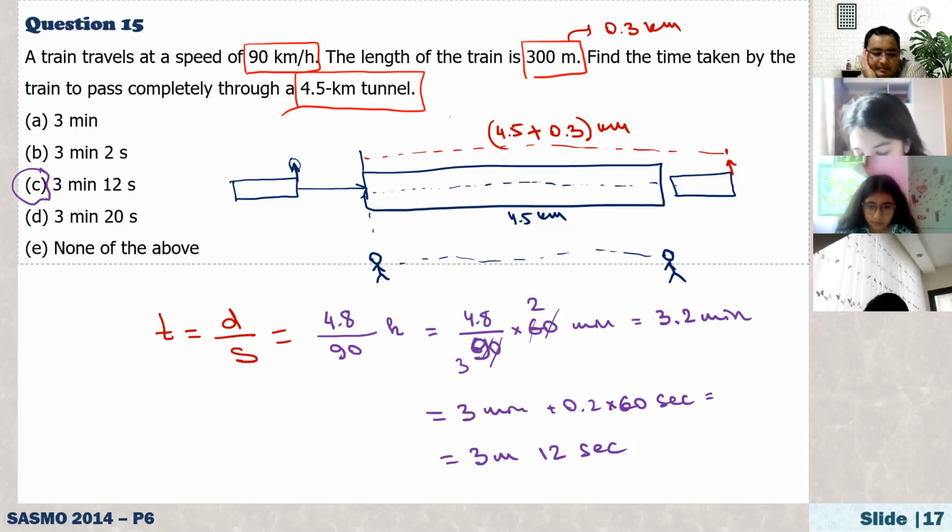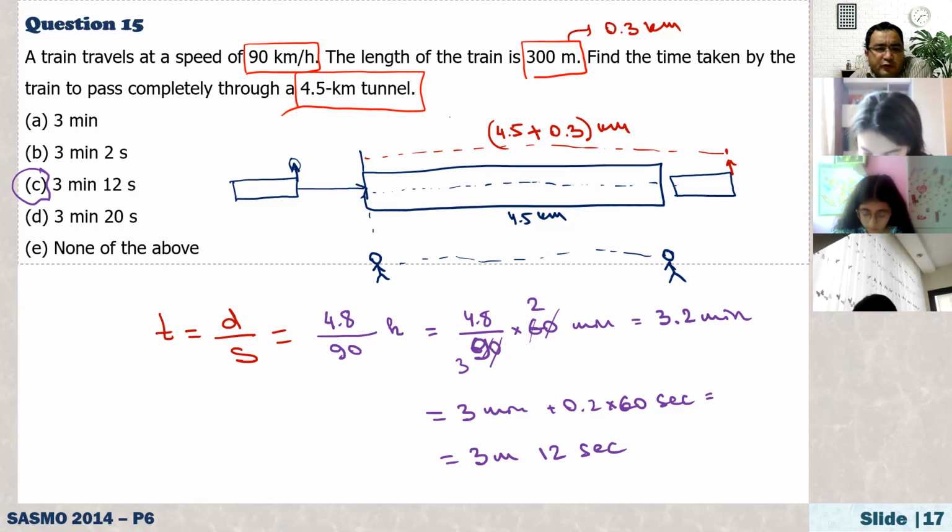First, I changed 90 kilometers an hour into kilometers per minute and got 1.5 kilometers per minute, and then I got 4.5. Okay. That's also okay.